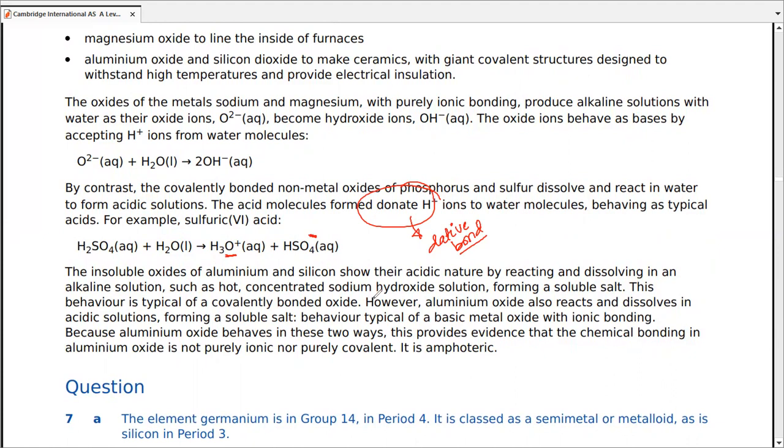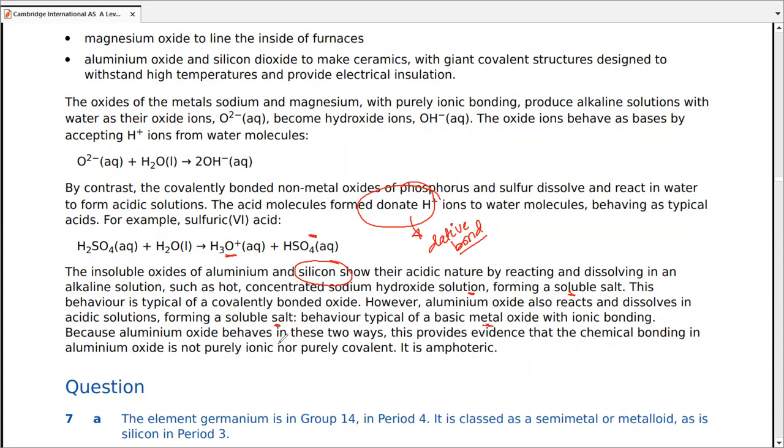The insoluble oxides of aluminum and silicon show their acidic nature by reacting and dissolving in an alkaline solution, such as hot concentrated sodium hydroxide solution, forming a soluble salt, sometimes with water along with it. We have discussed those parts. That's why we specifically mentioned silicon oxide as an acidic oxide. This behavior is typical of a covalently bonded oxide. However, aluminum oxide also reacts and dissolves in acidic solutions, forming a soluble salt, the behavior of a typical metal oxide.